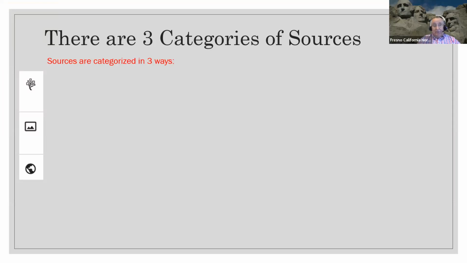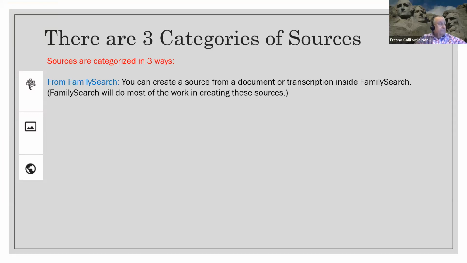Sources have been categorized into three main types of sources according to FamilySearch. The first one are the sources that came from FamilySearch itself. These are actual record sources or other things that were found in the catalog or under books, things like that. And so you're creating these while you're in FamilySearch, and FamilySearch then will fill in most of the boxes. All you need to do is just kind of skim them to see that they provided good information.